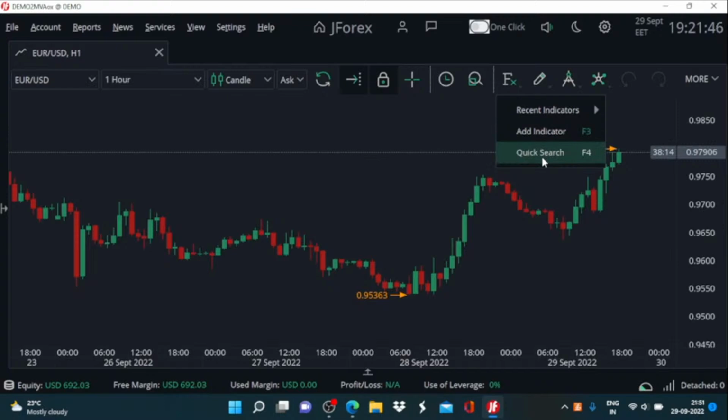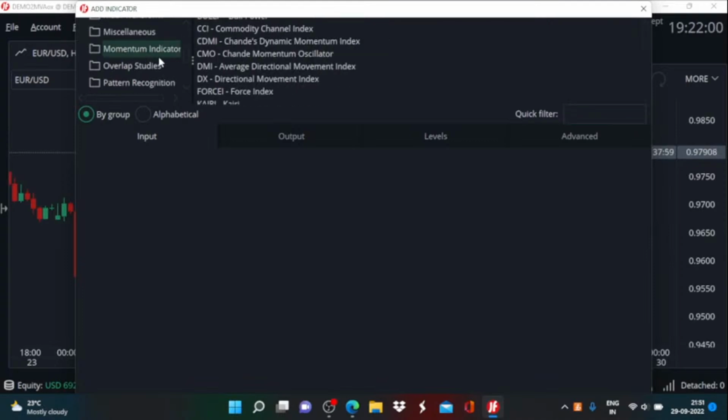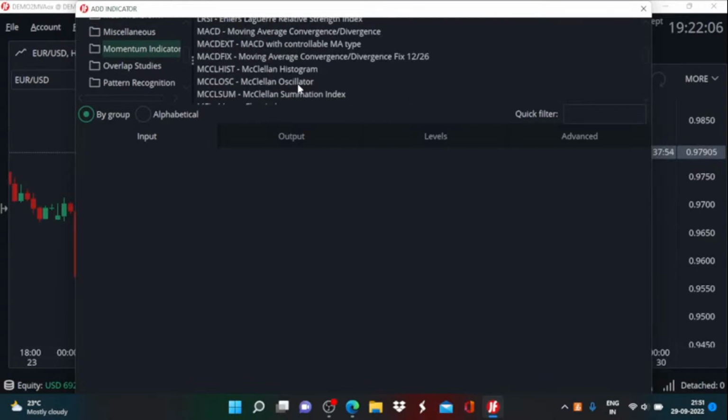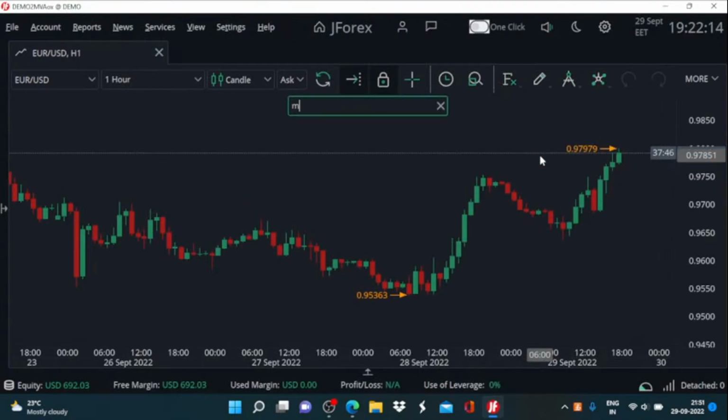Or if you want to do this quick search, simply press F4 and after that type in the name. So first I will show you where it is listed, and for that we have to go to the momentum indicator, and you will find it below the McClellan oscillator. All right, then we do a quick search. Simply type in MCCL, and you will have these three indicators developed using the similar parameters. All right, so here it comes.